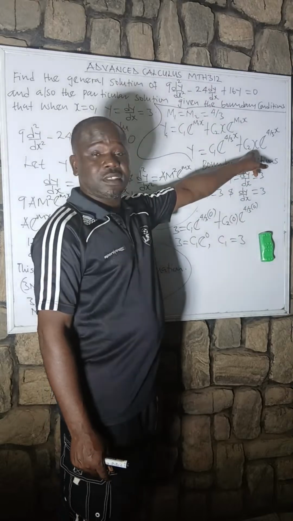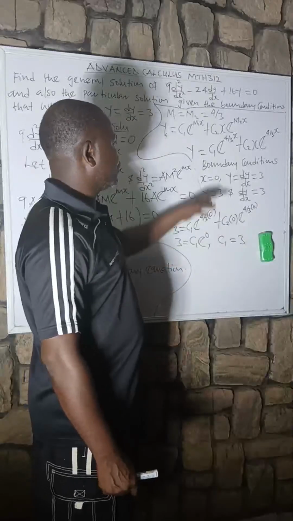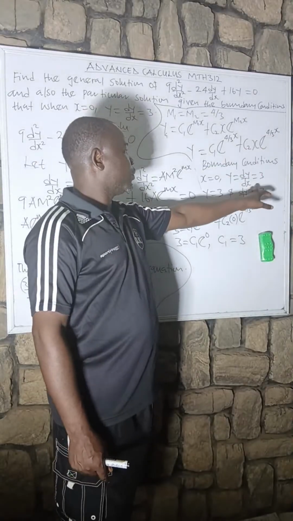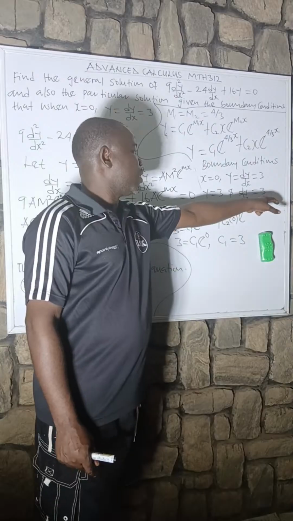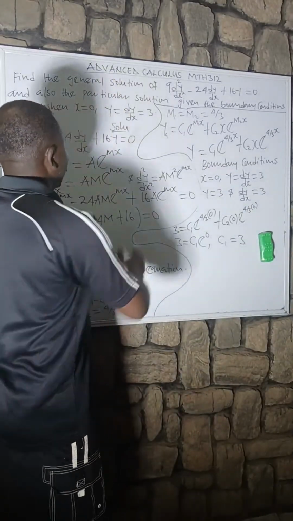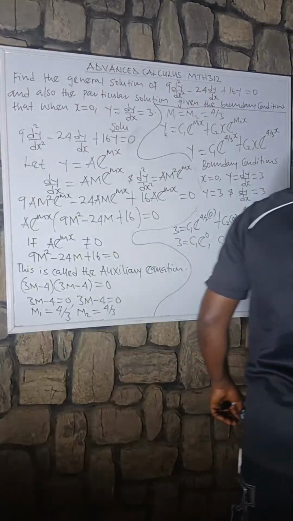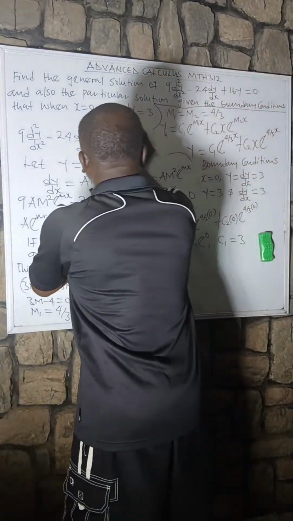So now here we are able to obtain our C1. What is left is for us to obtain our C2. We have to differentiate this general solution once. Look at it. Then substitute 3. So when we differentiate this with respect to x, let me clean this part so that we can make use of it.